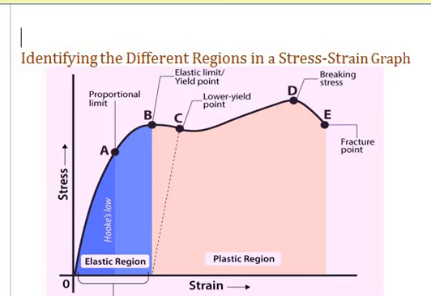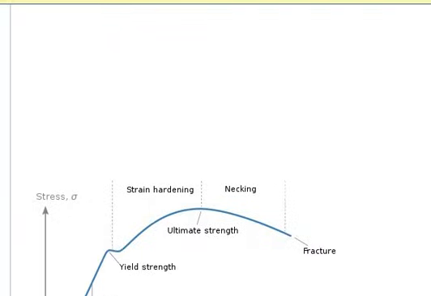Okay, so next, we already know that a stress-strain graph shows the mechanical properties of materials. And what are those mechanical properties? Primarily, we have the ultimate stress and the ductility. It shows whether a material is ductile or not, the strength of the material, whether it's brittle or not, and so on and so forth. So let's see how these properties can be seen in a stress-strain graph.